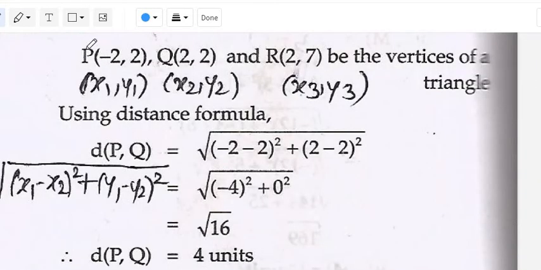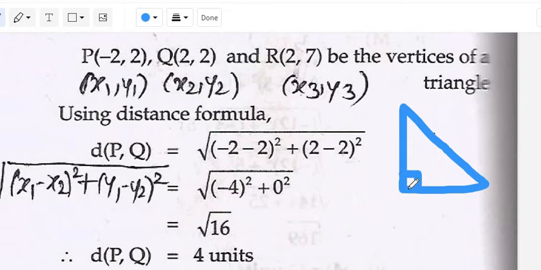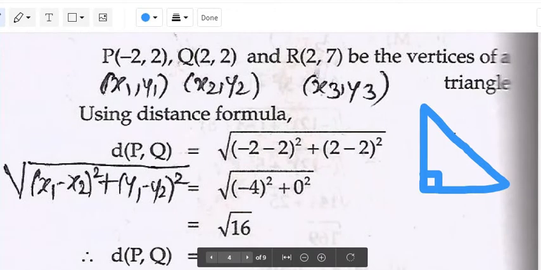Now see how to solve this. P(-2, 2) we consider as x1, y1, and Q(2, 2) as x2, y2, and R(2, 7) as x3, y3, the vertices of a right angle triangle. And distance PQ, how to find out distance PQ? That is the square root of (x1 minus x2) the whole square plus (y1 minus y2) the whole square.